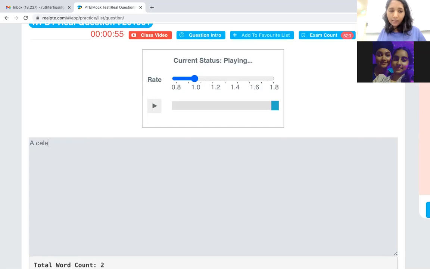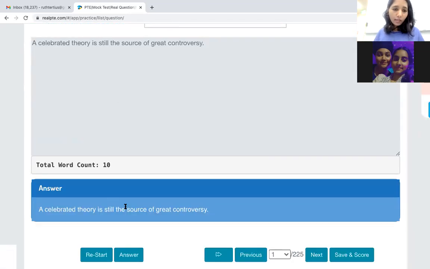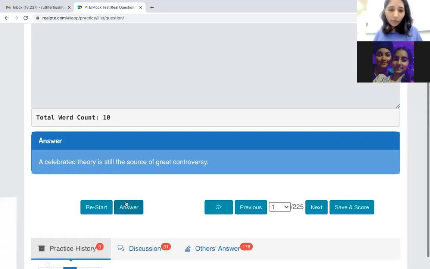So this was the answer. A celebrated theory is still the source of great controversy. So this was the answer that I wrote. That's 10 points to listening and 10 points to writing.